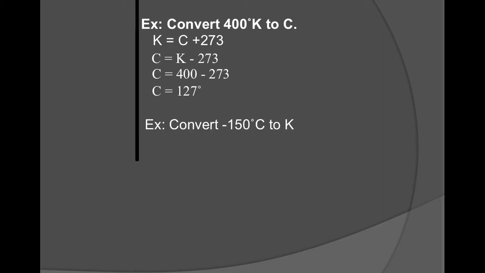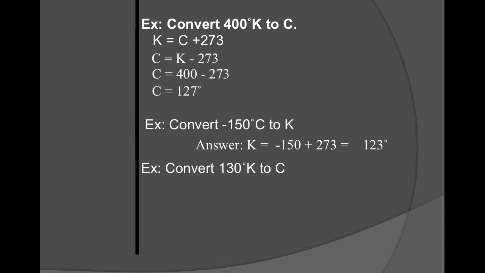Here's another problem where you are asked to convert 400 degrees Kelvin to Celsius. There is the equation, and actually before you plug it in, you have to solve for C, so you'll move that over, then plug it in, and your answer is 127 degrees. Go ahead and try this one and see if you can find the right answer. The answer is 123. Convert to Kelvin, or to Celsius. The answer is 143.